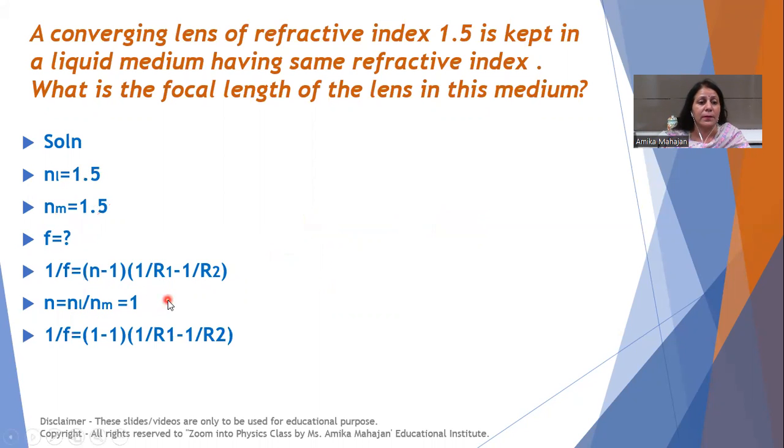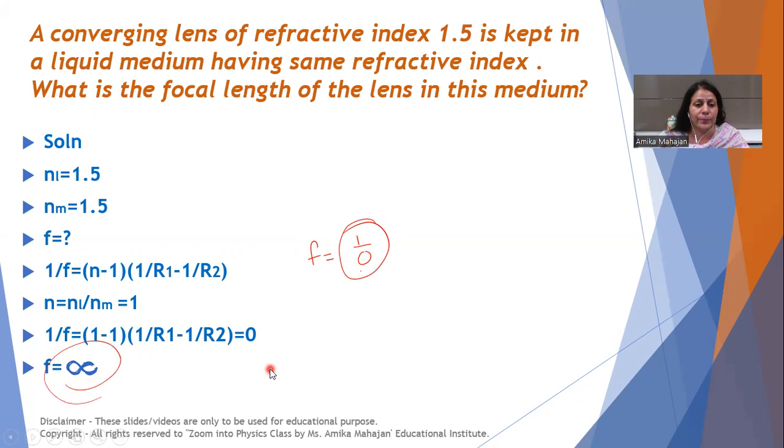When I put this in this equation, then 1 minus 1 will be 0. So 1/f is 0. When we get answer 0, if I take the reciprocal, then f will be 1/0. Anything divided by 0 will be infinity. So f will be an infinite value.